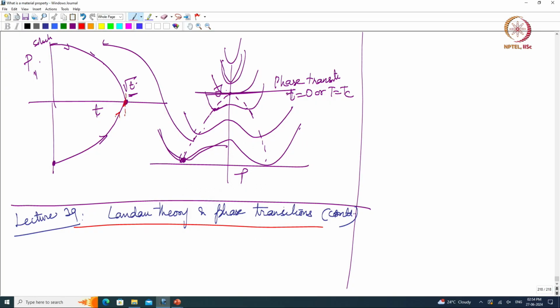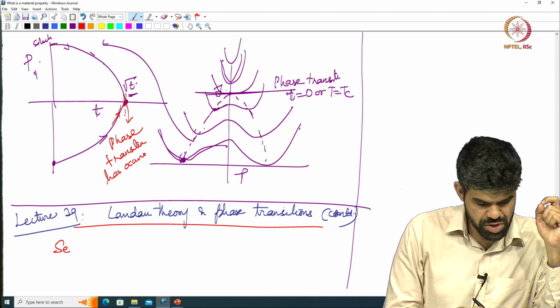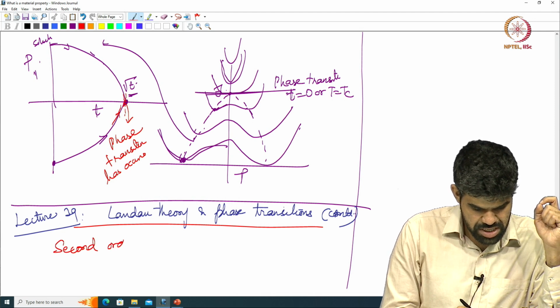And when such a thing is happening, so we stopped here in the last class, where the equilibrium polarization has gone to 0, at that point we say that a phase transition has occurred, right. And this phase transition turns out to be what is called a second order phase transition.